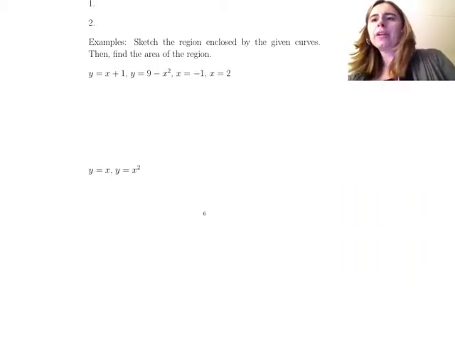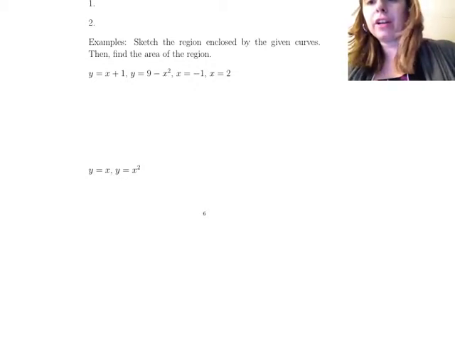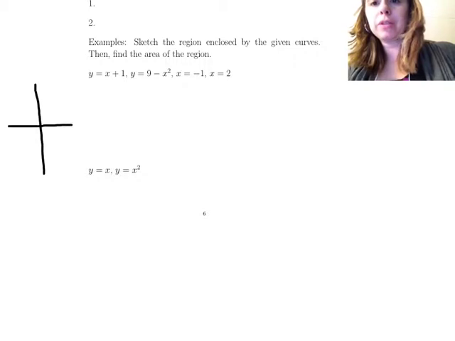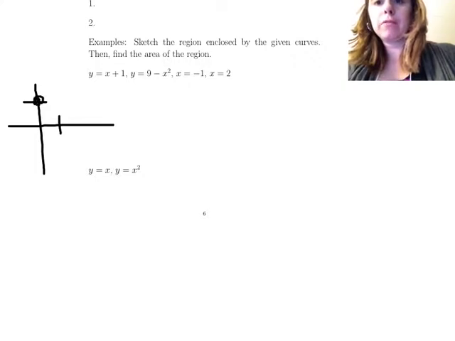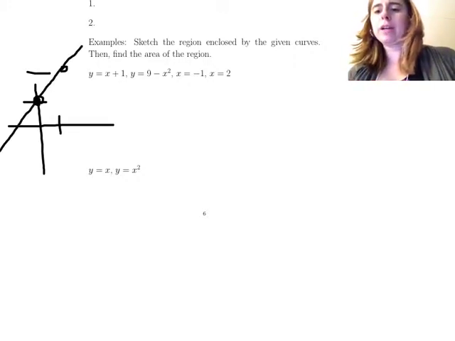Alright, so here we have our region that we're going to try to sketch and find the area of. So we'll draw our picture. That was what I said our first step would be. So for x plus 1, if we plug in 0, we're going to get 1. If we plug in 1, we're going to get 2. So this thing is looking something like this. And then we're going to draw 9 minus x squared.